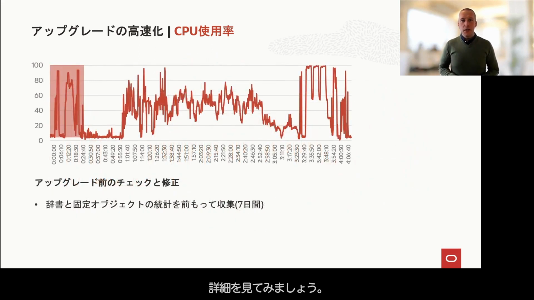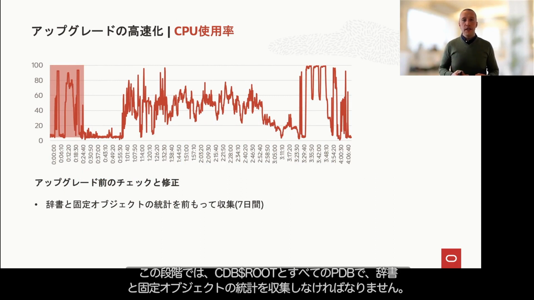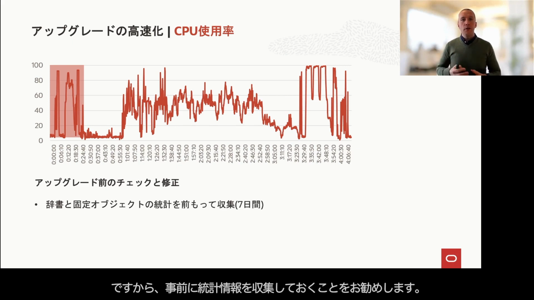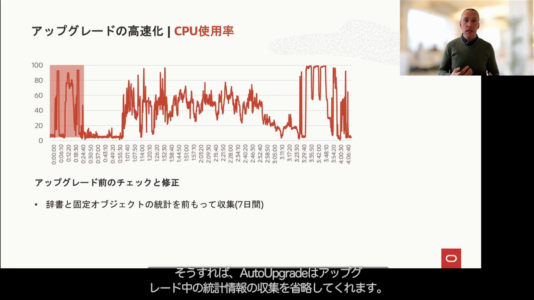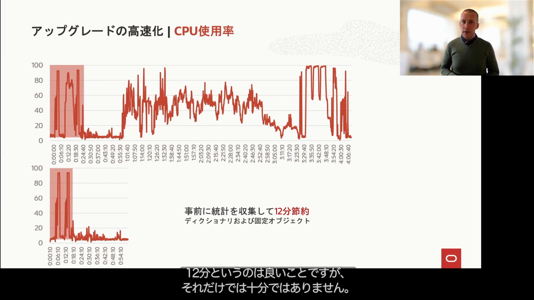Let's look at the details. The first part of the upgrade is pre-upgrade checks and fix-ups. In this phase, we have to gather dictionary and fixed object statistics in CDB$ROOT and in all of the PDBs. And that's really a lot of work. So our recommendation is that you gather those statistics in advance. You can do it up to 7 days before the upgrade. And if you do that, AutoUpgrade will simply skip gathering stats during upgrade. What is the effect? Well, we could save 12 minutes of downtime just by gathering stats in advance. So 12 minutes is good, but it's not enough.